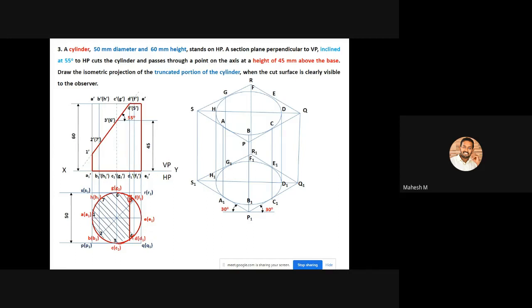You can measure this particular distance with the help of your compass. Okay, you can measure this distance. Similar to that, you can measure this particular distance.